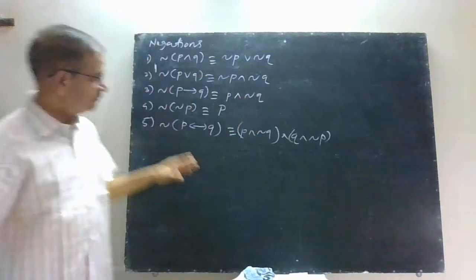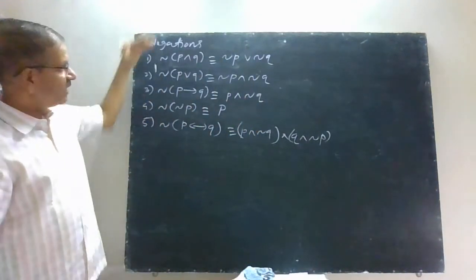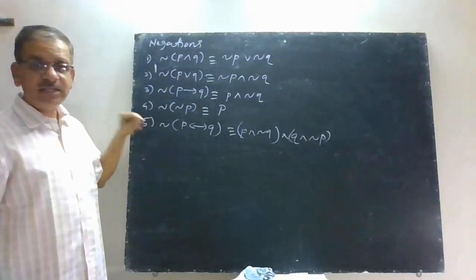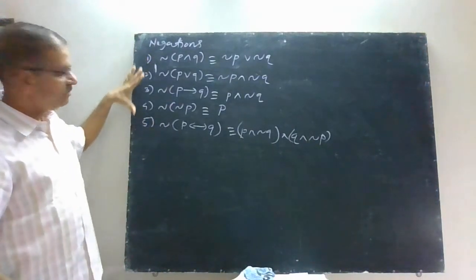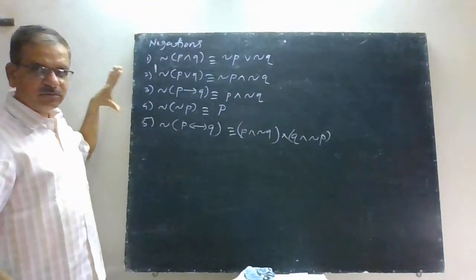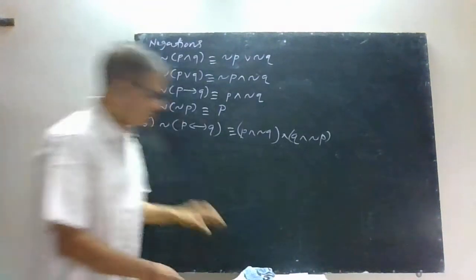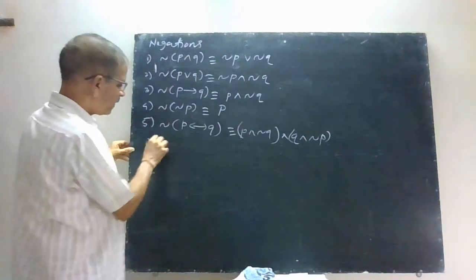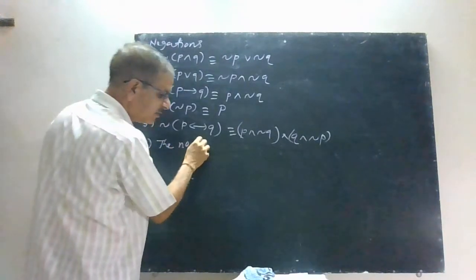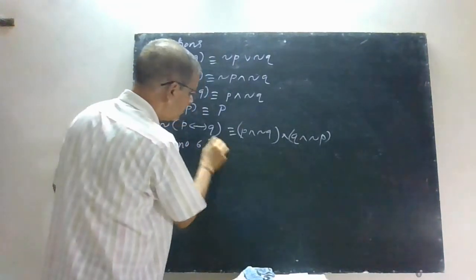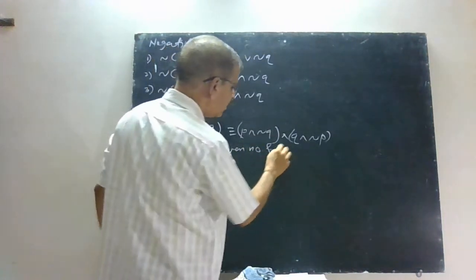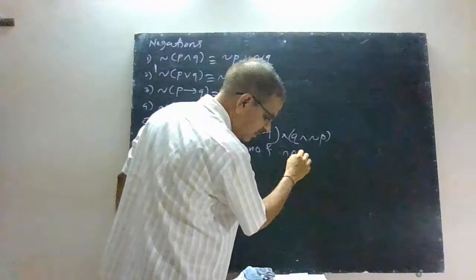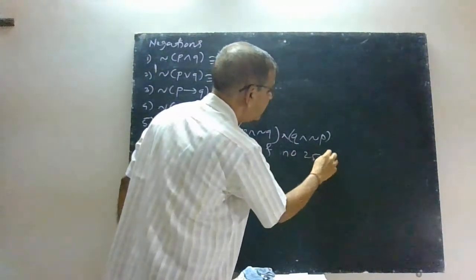The question on these 5 negations is: write negations of the following statements. Now first of all we see a few examples where we use only these 5. First one, the number 6 is an even number and the number 25 is a perfect square.